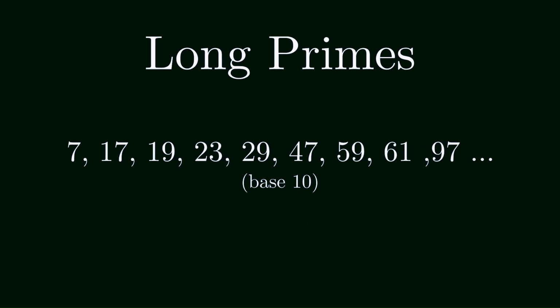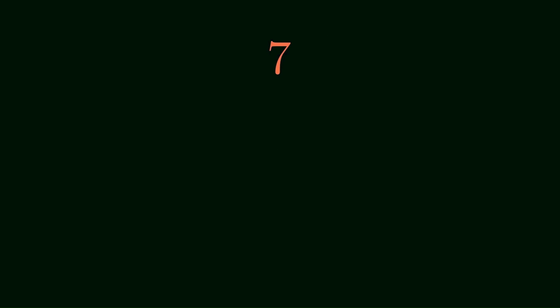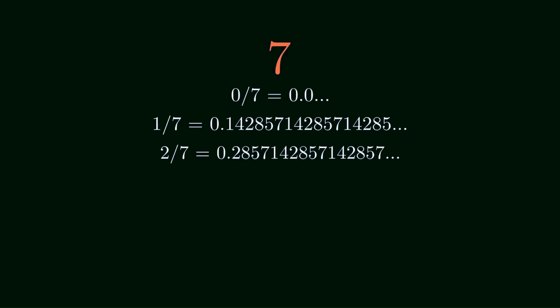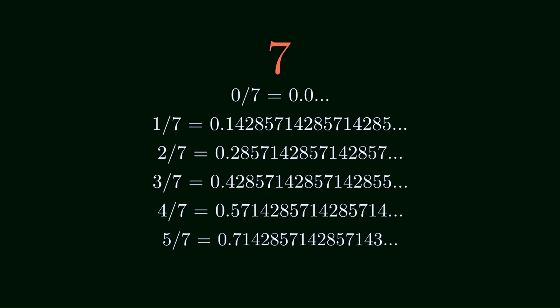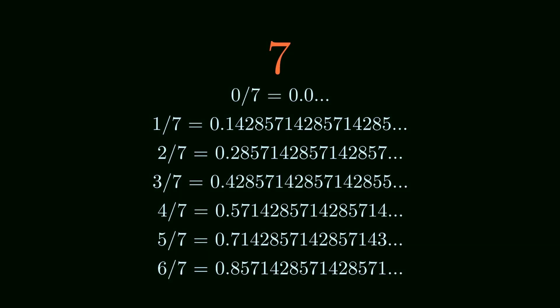And today I will focus on a specific set of numbers that leave an interesting pattern when you divide by them. Consider the number 7. An unpopular property of 7 is that it is the smallest long prime in base 10. But what does this mean? Perhaps the best way to show it would be visually. These are all the results of numbers 0 to 6 being divided by 7. If you look closely, you will notice some pattern.